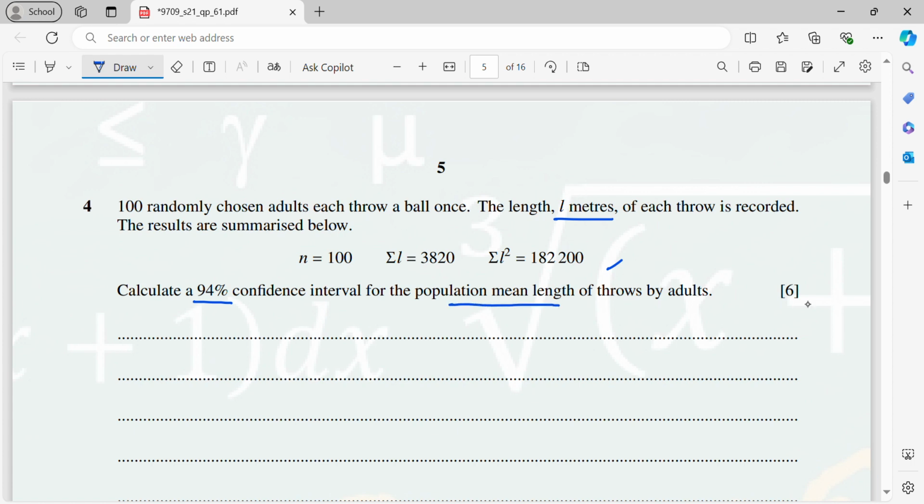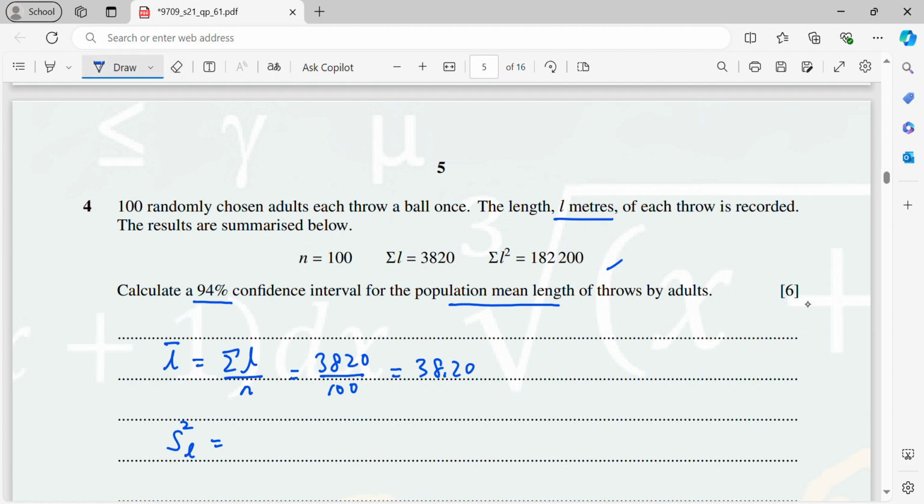So now, because of the population mean length, I need to calculate L bar. L bar means it's the sample mean of the lengths. That means that will be summation L over n, then it will be 3820 over 100. I will be getting 38.20. Okay, then now for the sample variance, sorry, this one shouldn't have a bar.